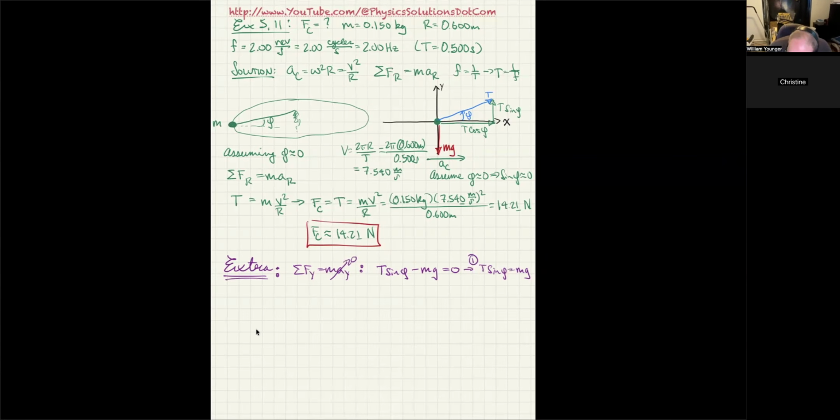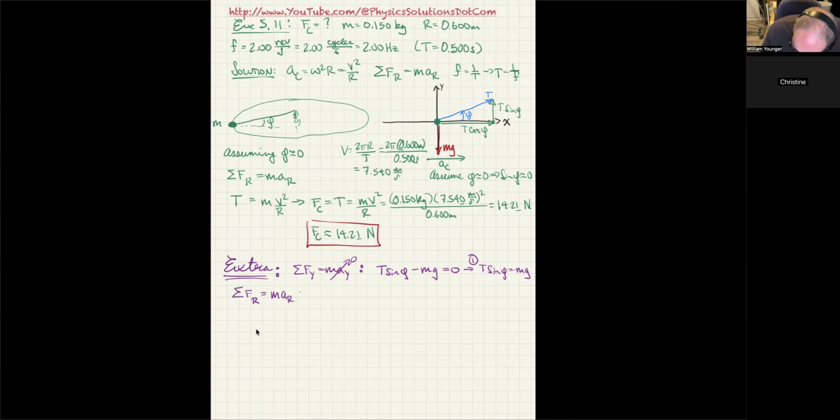Okay. Now, the other thing is we take the summation of the forces in the x direction, or excuse me, we'll say in the radial direction, which is the same thing as the x direction. It's just a snapshot of it. The summation of forces in the radial direction is equal to mass times acceleration in the radial direction.